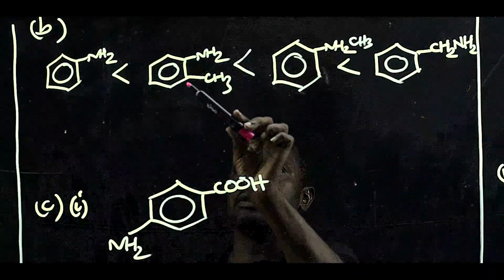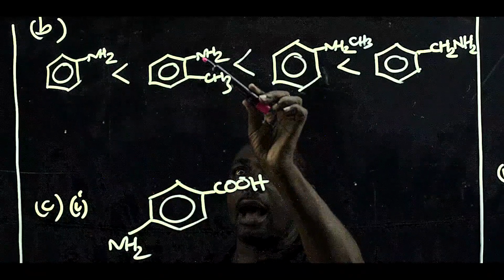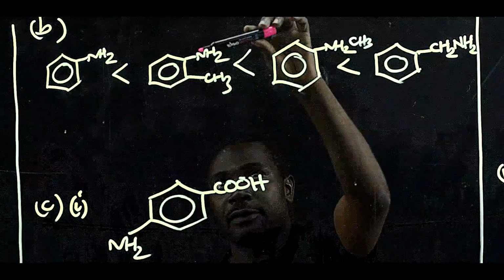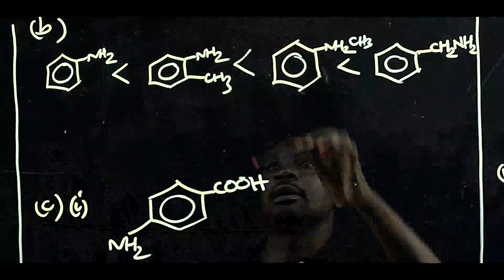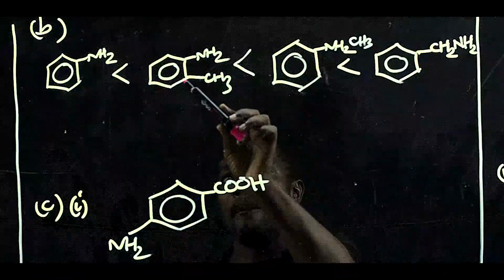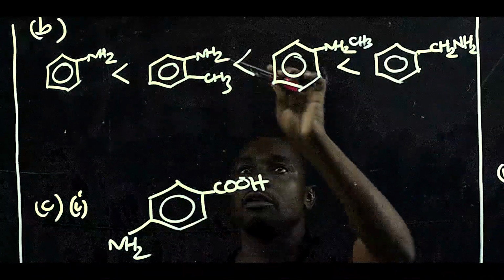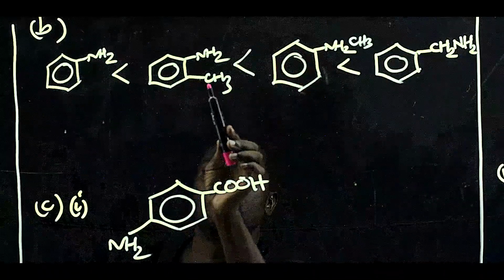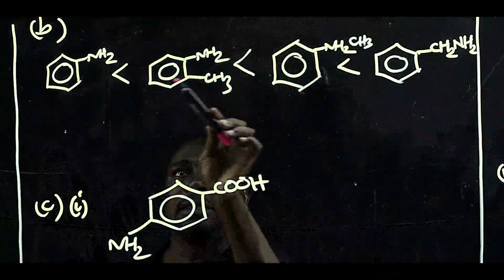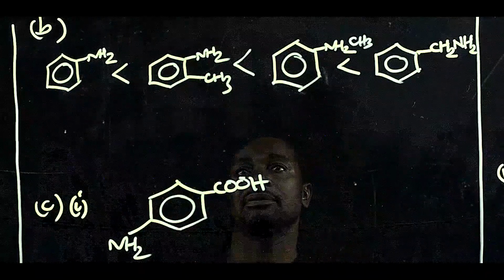So why is this more basic than this one? The amino group has nitrogen which has a lone pair. That lone pair undergoes mesomerism, but the benzene ring, which withdraws the lone pair from the nitrogen of the amino group, has a methyl group. That methyl group releases electrons to the benzene by positive inductive effect.